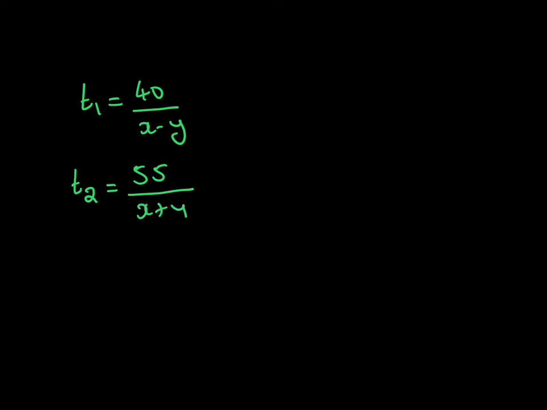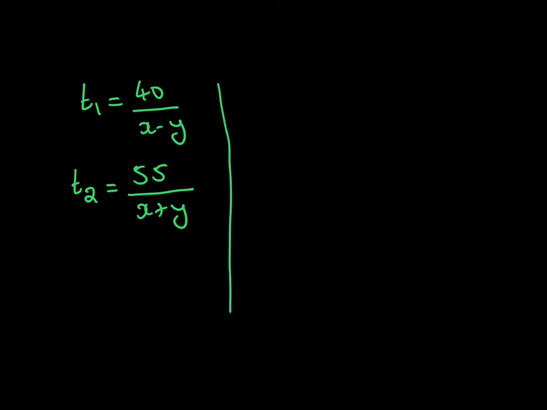So in the second part of the problem, the time taken by the boat to go upstream, T1, the distance it travels upstream is 40 kilometers. So 40 over the speed upstream, which is x minus y. The time taken by the boat to travel downstream, T2, in the second part of the problem, the distance traveled downstream is 55 kilometers. So 55 over downstream, which is x plus y.